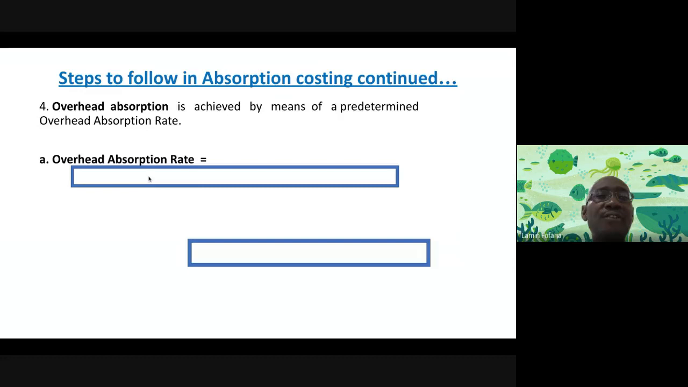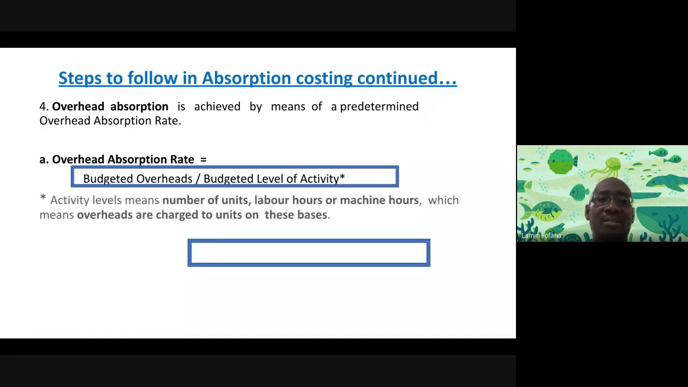We do that by, of course, determining a rate. If you want to share something, you must find a rate. And that rate is what we call our OAR, our overhead absorption rate, or it could be called FOAR, fixed overhead absorption rate. So we could use our FOAR to absorb our general fixed overhead. Okay, so how do we calculate our OAR or our FOAR?